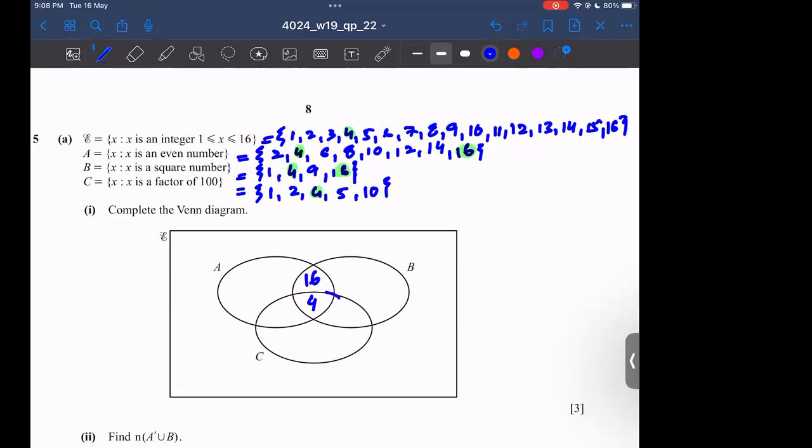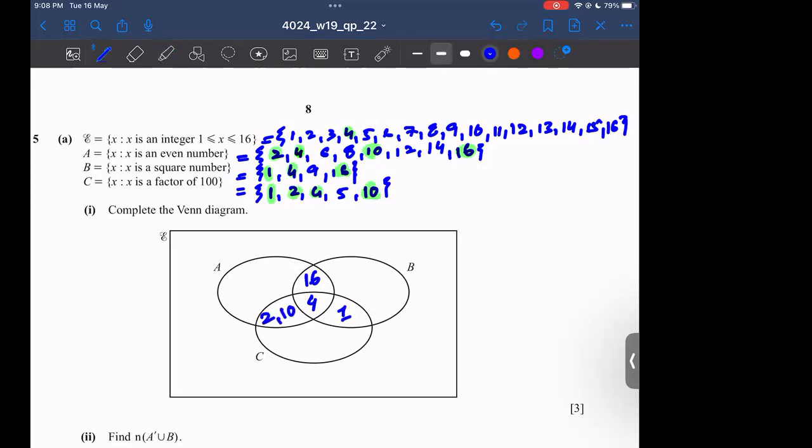Which value have B and C? What is common in B and C? So B and C has common, that is 1. So I'm going to write other than 4, we have 1 common. And what is the common value between A and C? So we have 10 common here. We have 2 common here. Yeah, 10 and 2.